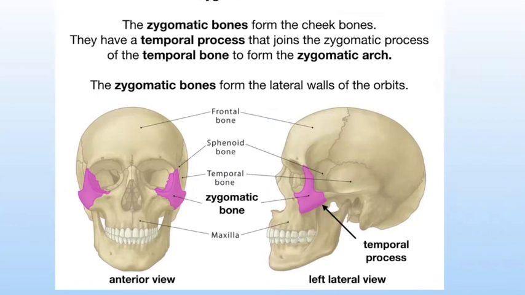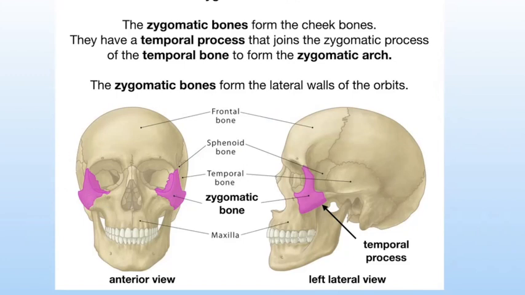The zygomatic bones form the cheekbones. They have a temporal process that joins the zygomatic process of the temporal bone to form the zygomatic arch. And again, all the things I said the last time when I was talking about the zygomatic process of the temporal bone now apply to the temporal process of the zygomatic bone, right? It's easy to get them confused, but think about which bone the process belongs to as an anchor to keep yourself from getting confused.